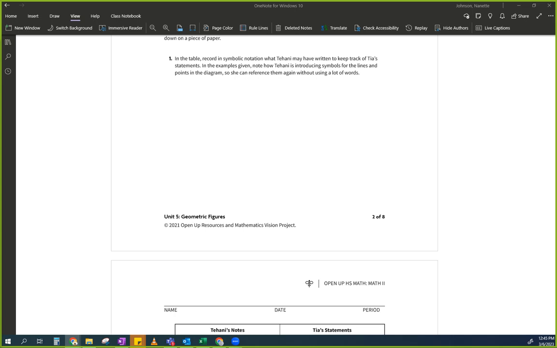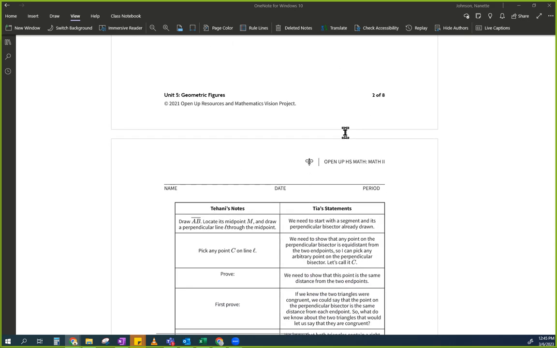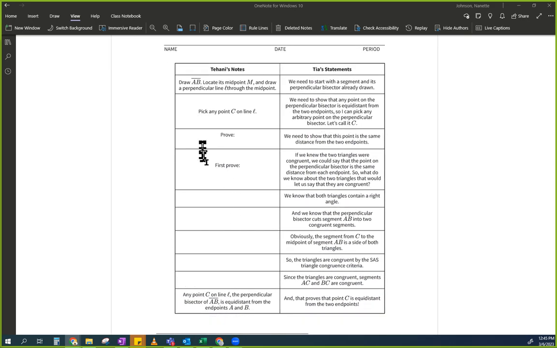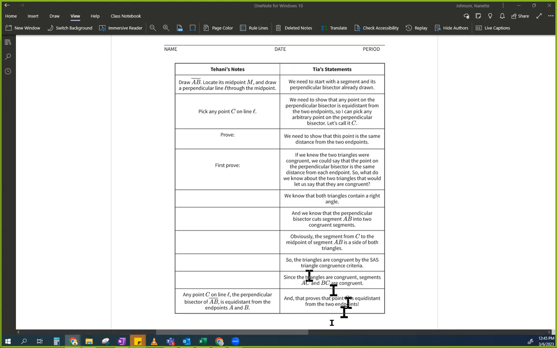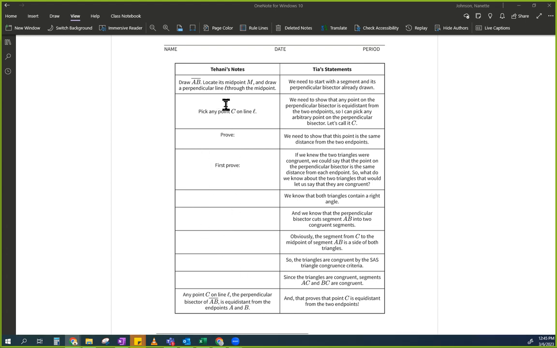Okay, so today we're going to continue on this proof writing stuff in 5.3. And these are the directions we got. It says in the table, record in symbolic notation what Tahani may have written to keep track of Tia's statements. In the example given, note how Tahani is introducing symbols for lines and points in the diagram, so she can reference them again without using a lot of words. So the whole point of the shorthand that I'm about to teach you is so you don't have to write all this stuff here. All of these words are going to be replaced by short little things.